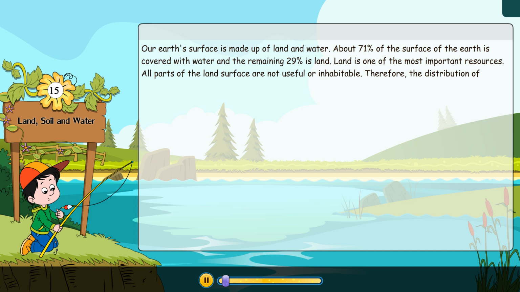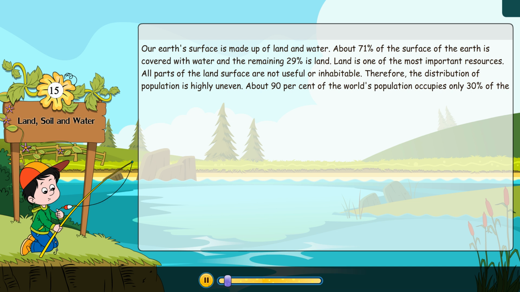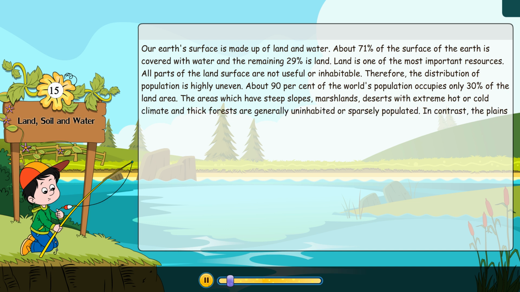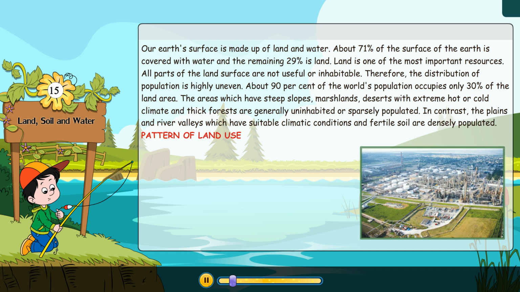All parts of the land surface are not useful or inhabitable. Therefore, the distribution of population is highly uneven. About 90% of the world's population occupies only 30% of the land area. The areas which have steep slopes, marshlands, deserts with extreme hot or cold climate and thick forests are generally uninhabited or sparsely populated. In contrast, the plains and river valleys, which have suitable climatic conditions and fertile soil, are densely populated.